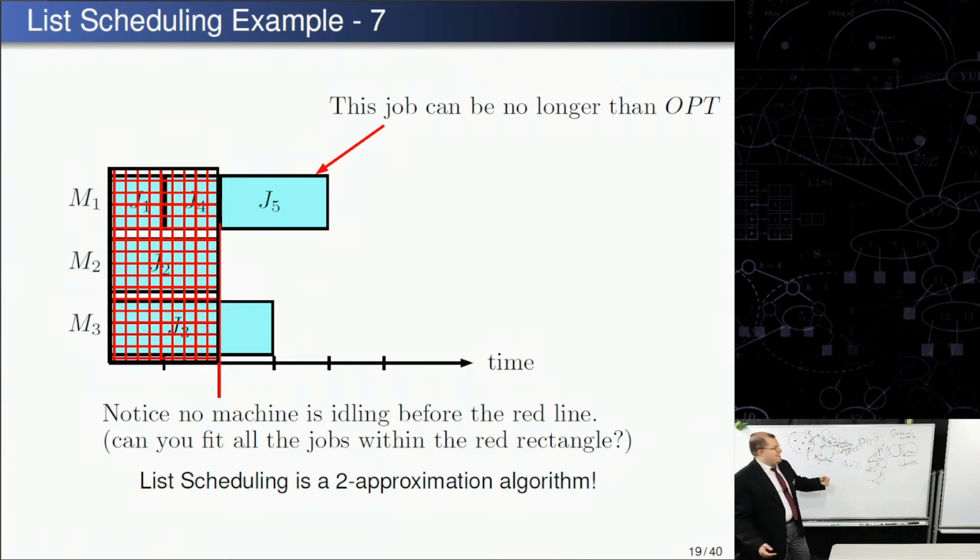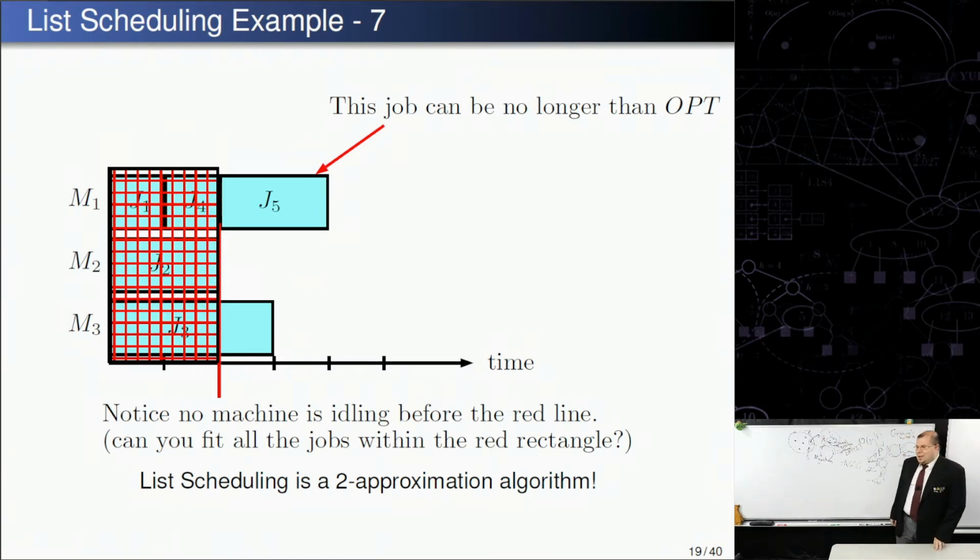Sorry, I'm getting so excited. The point here is that that's one observation. The other one is, just like in my first example, I want you to think about, could I fit all the jobs on the left side of the red line in that hatched rectangle? In some instances, I will be able to. Other ones, I will not be able to. So let's think about it.